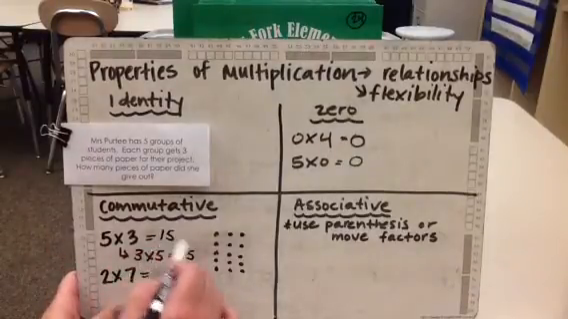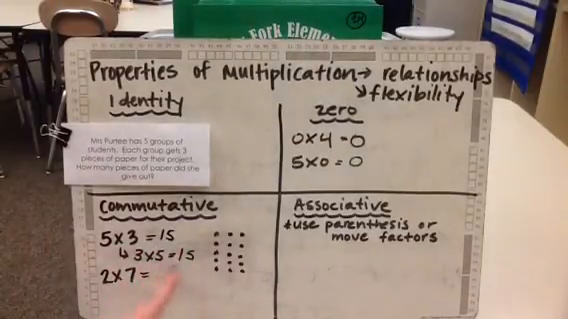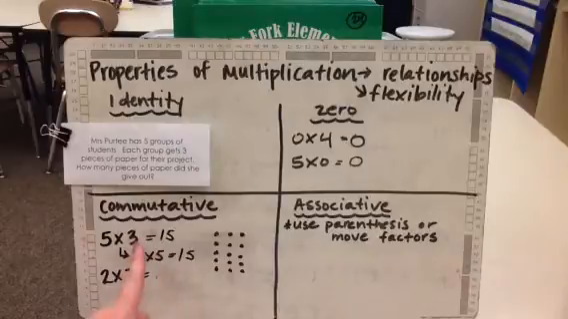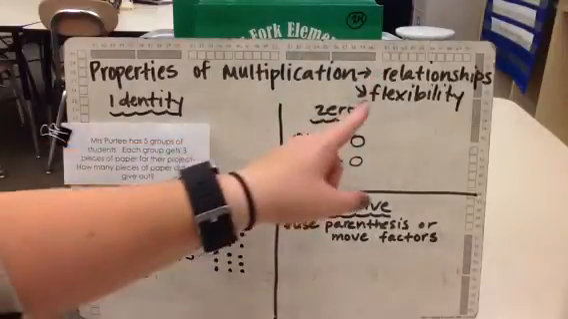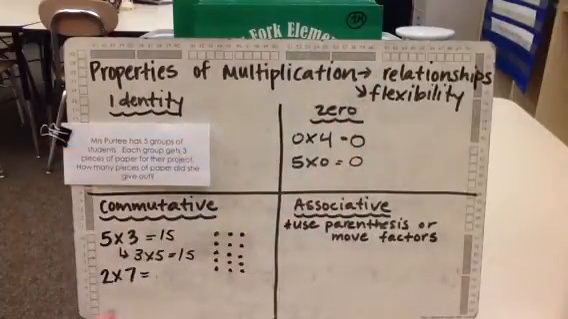So knowing one multiplication equation is going to help me with another multiplication equation. So the commutative property is very useful. And it again helps us see those relationships and shows that we can be flexible. Here's another example.